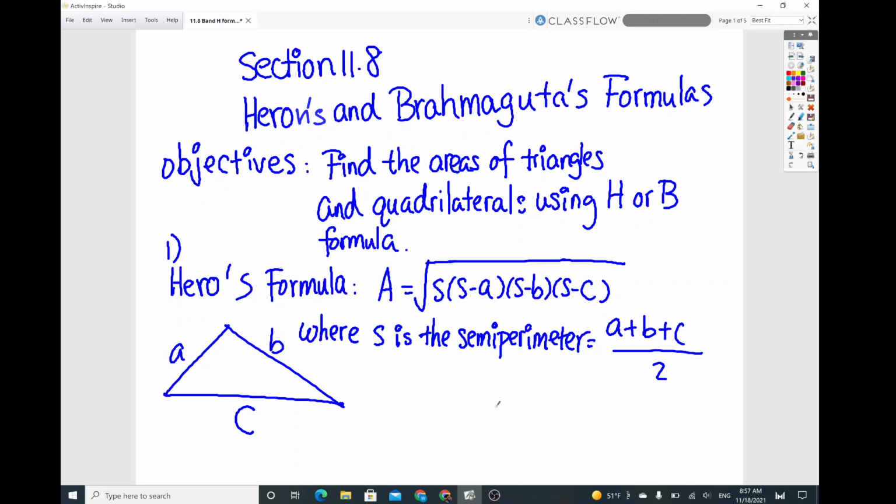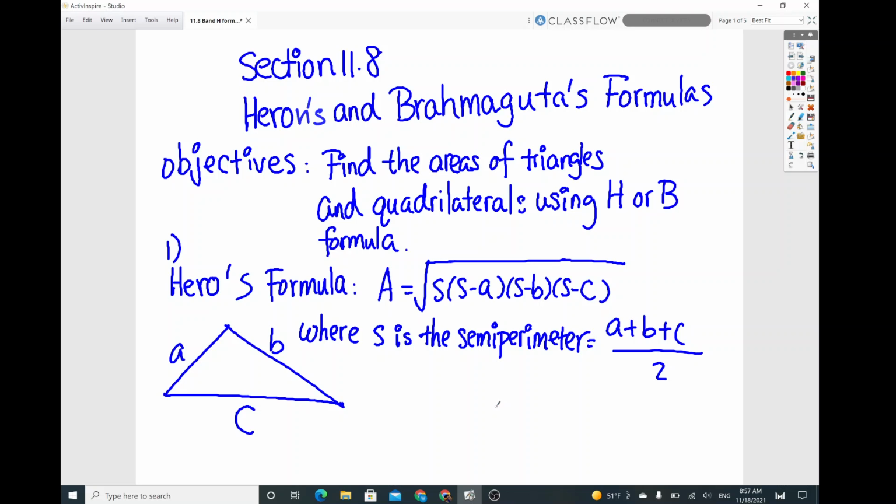So, Mr. Chen again. This one is just another extension section, Chapter 11. Again, this one is not even from the Big Ideas textbook. It's just additional sections that I want to go over with all the students here: Heron's and Brahmagupta's formulas. Objective: find the area of a triangle and a quadrilateral using the H formula, which is Heron's formula, and the B formula, which is Brahmagupta's formula.